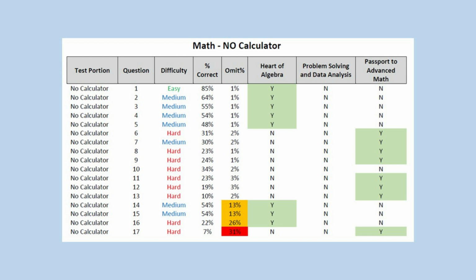54% of students answered correctly on the medium questions, but so many people left the response bubble recklessly abandoned. On question 17, how many of those 31% of students who didn't mark a response would you suppose could have gotten the correct answer and points for it if they hadn't left it blank? That 7% correct would have looked different. None of these questions fell into the problem-solving and data analysis skills category.